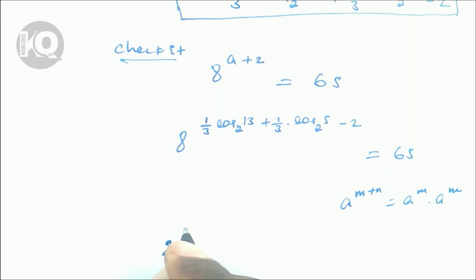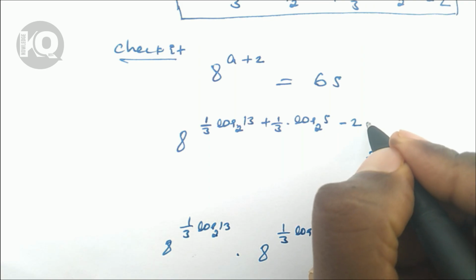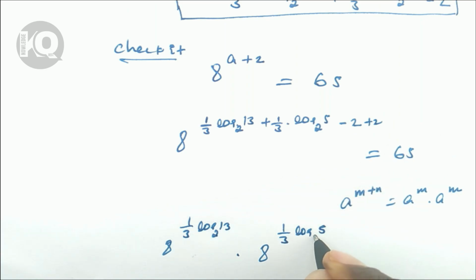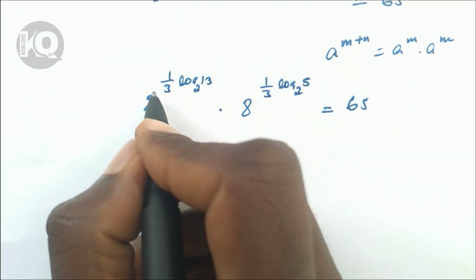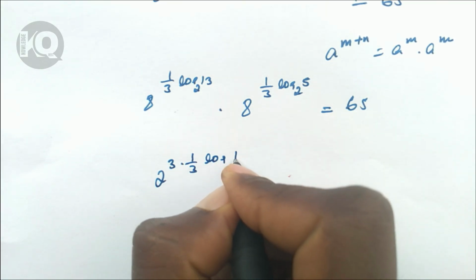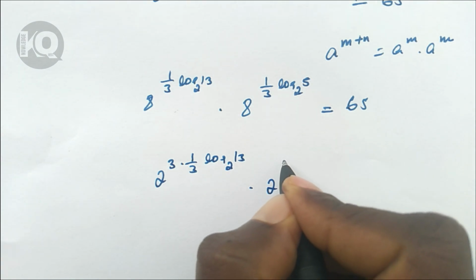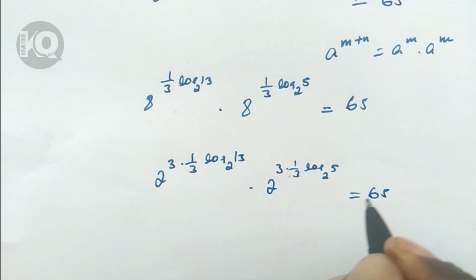This will be 8 to the power of 1 over 3 log of 13 to the base 2 times 8 to the power of 1 over 3 log 5 to the base 2, sorry, here is plus, so this will be 0, which is equal to 65. And then we can expand this, which is 2 to the power of 3 times 1 over 3 log of 13 to the base 2 times 2 to the power of 3 times 1 over 3 log of 5 to the base 2, which is equal to 65.